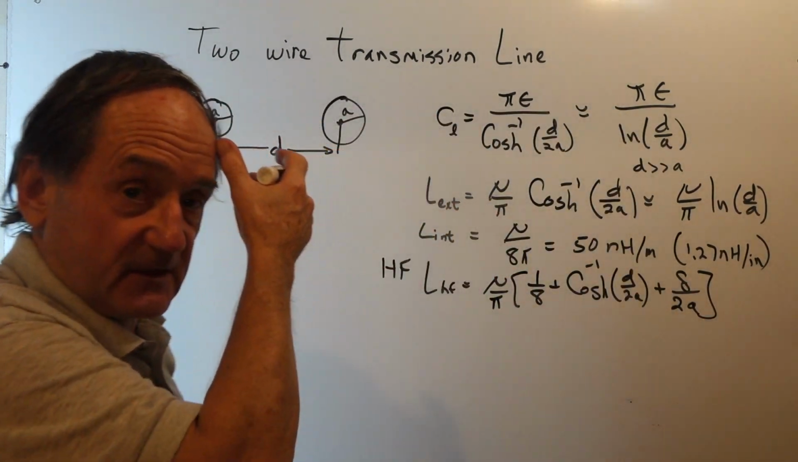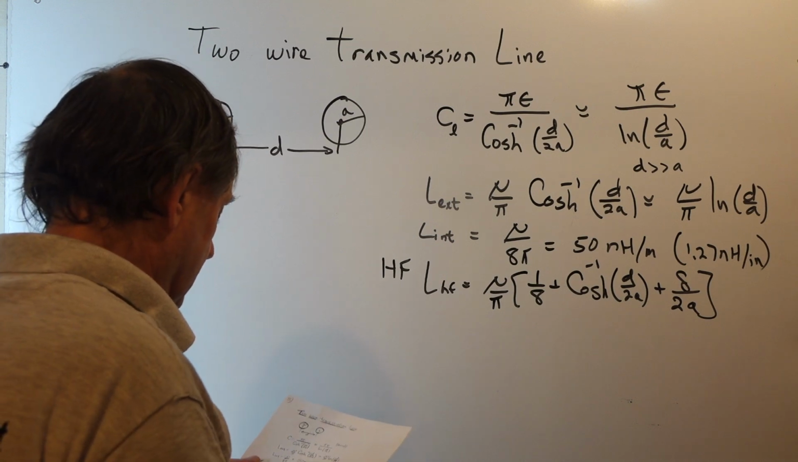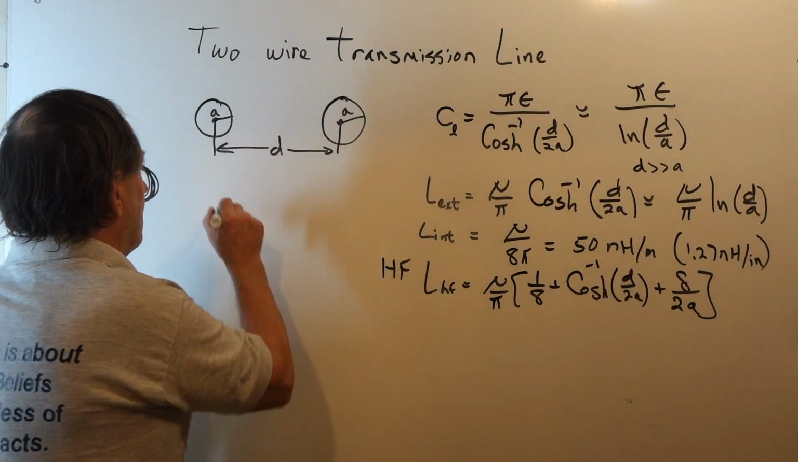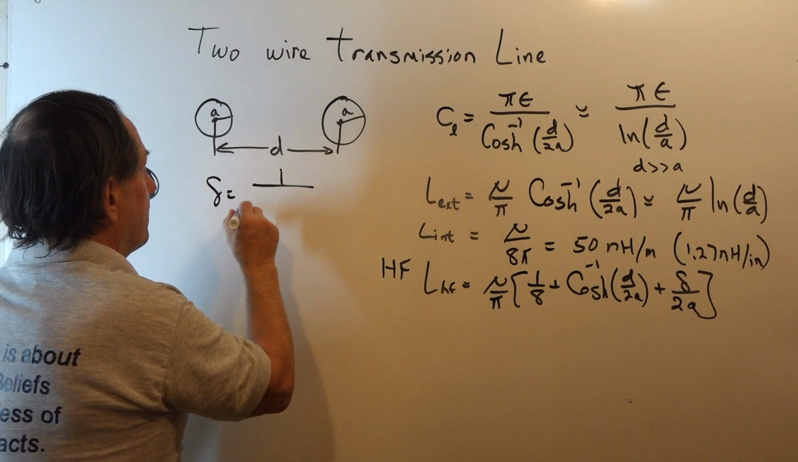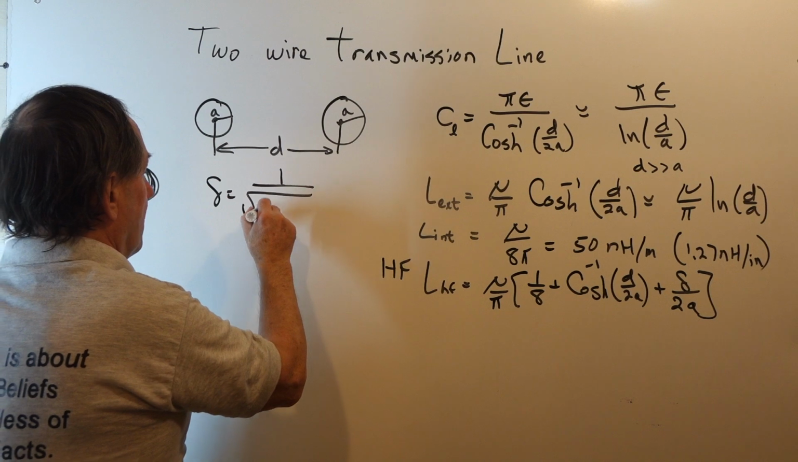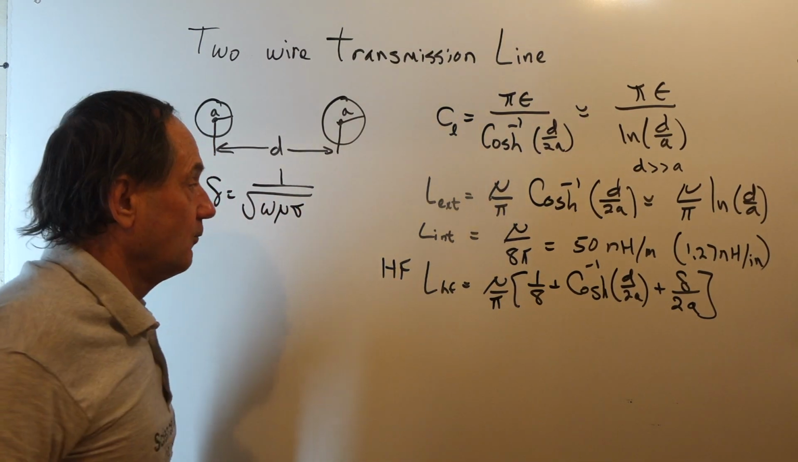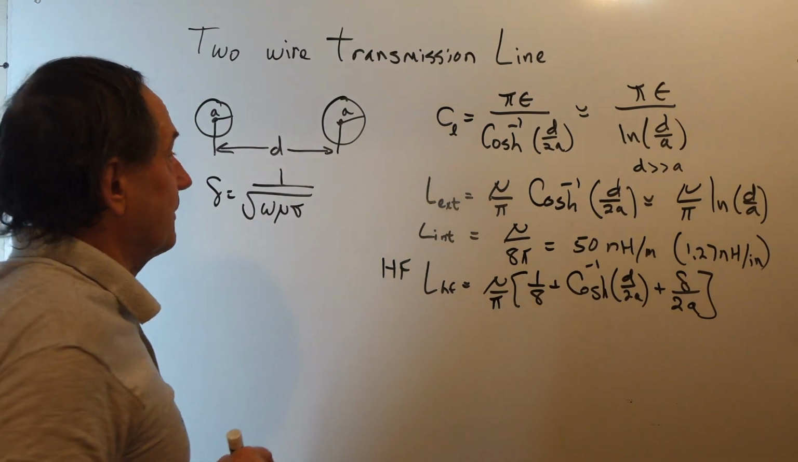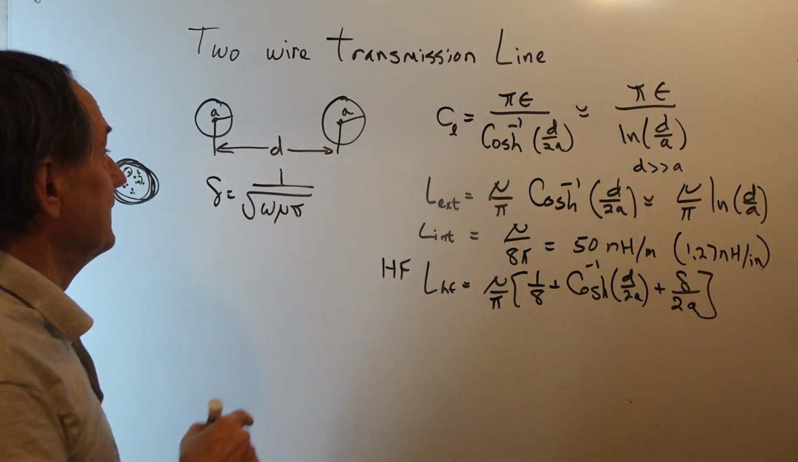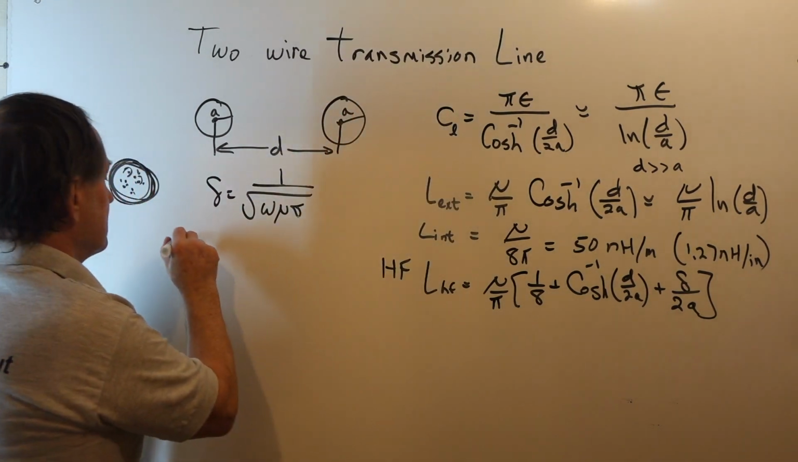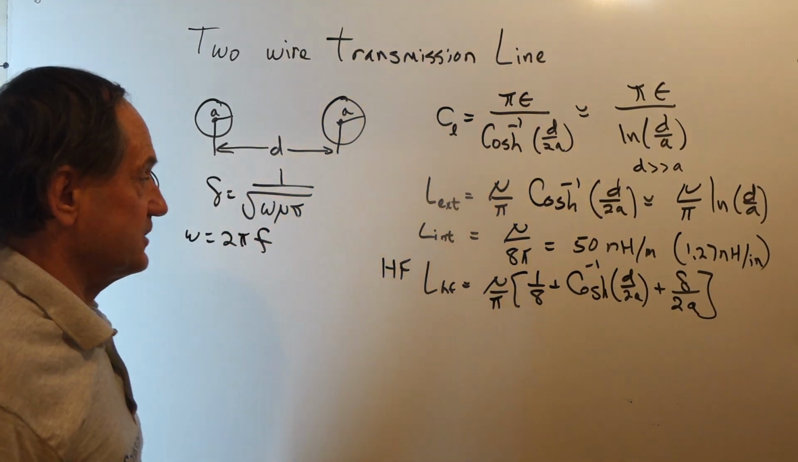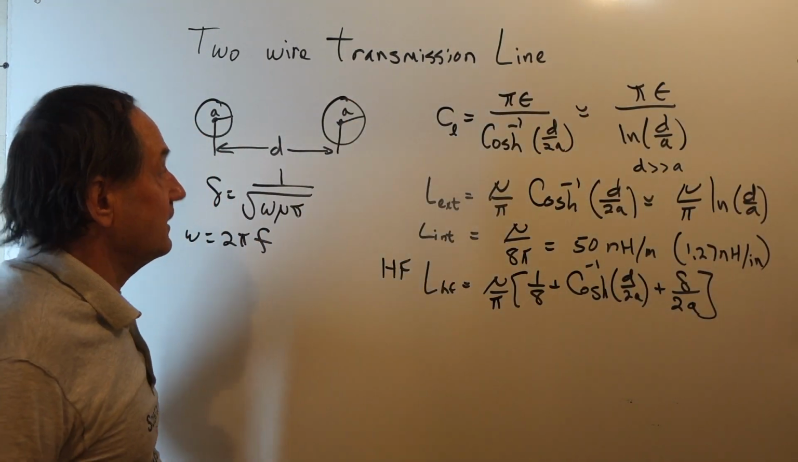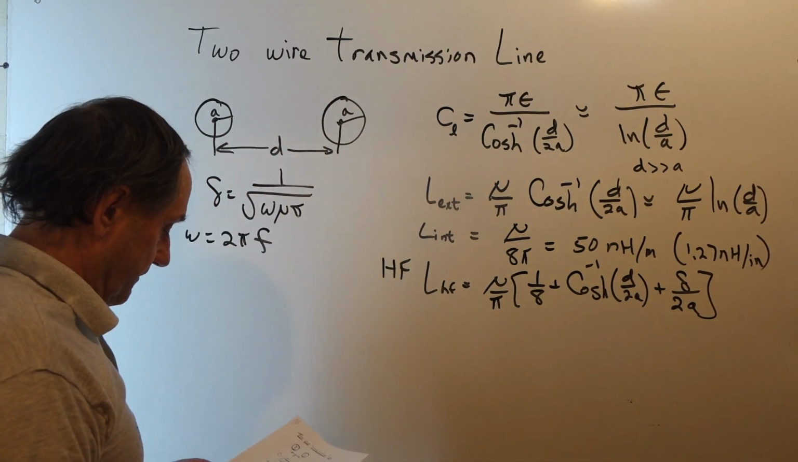That's what delta means. That's the skin effect of a conductor that's related to the frequency and the conductivity of a wire. Delta is 1 over the square root of omega mu sigma, where mu is the permeability of the material that composes the wire, sigma is the conductivity of the wire, and omega is just 2 pi times the frequency of operation. So this gives you a pretty good value for the high frequency inductance of the two-wire transmission line.